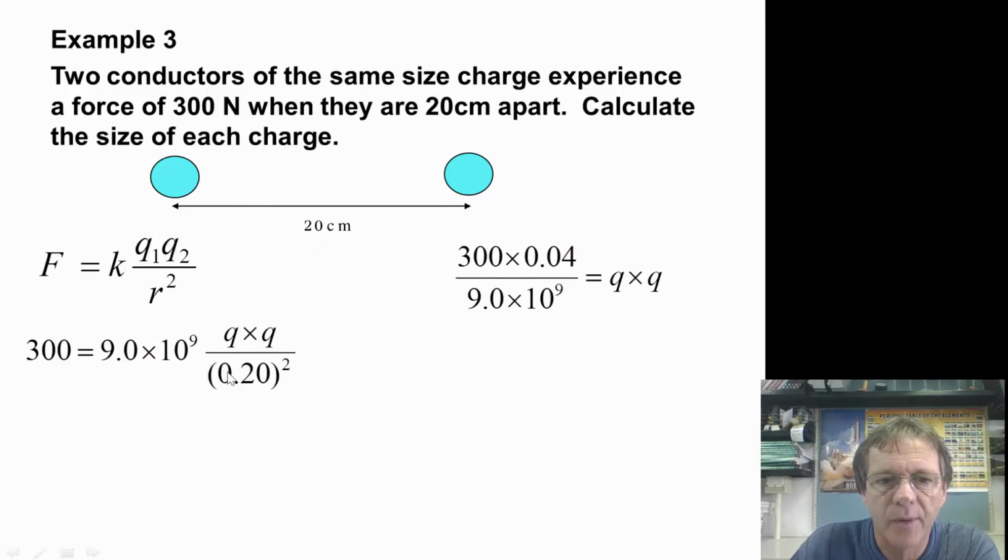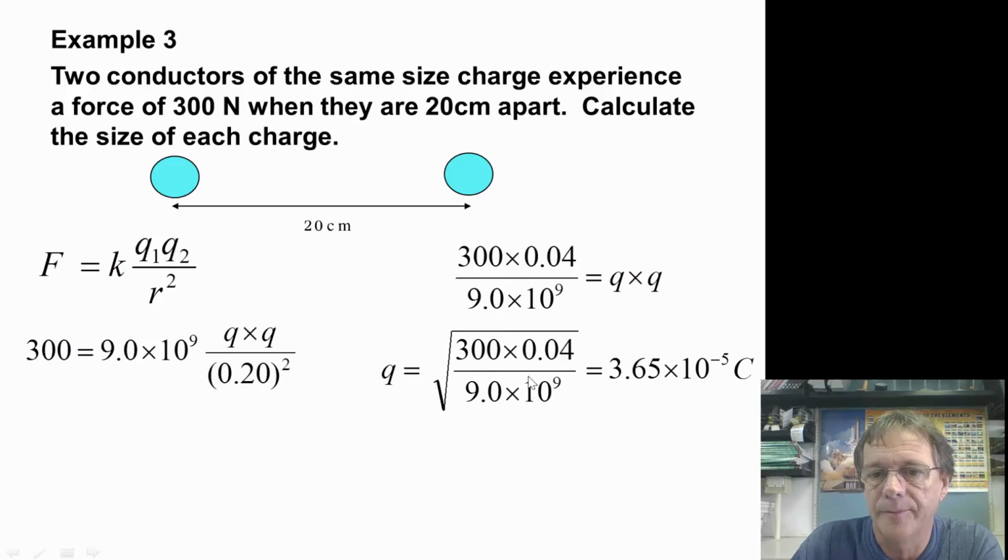The next step is to rearrange. So what we're going to do is divide by 0.2 squared and bring it up here and times by 0.2 squared, or 0.04, which is here. Instead of times by 9 by 10 to the 9, we're going to divide by 9 by 10 to the 9. So all I've done there is leave the Q's on their own and move the other stuff away from it and do the opposite operations. If you're dividing, you times; if you're timesing, you divide. Now Q times Q is Q squared, not 2Q. So your next line will be to square root that value to get Q on its own, and there's your charge in coulombs, which is a pretty small charge.